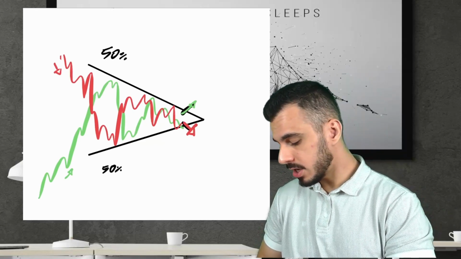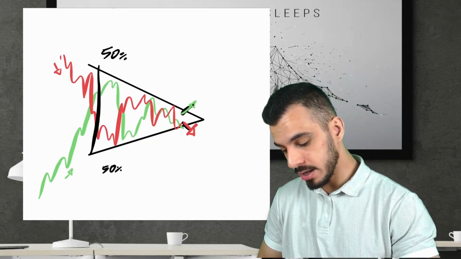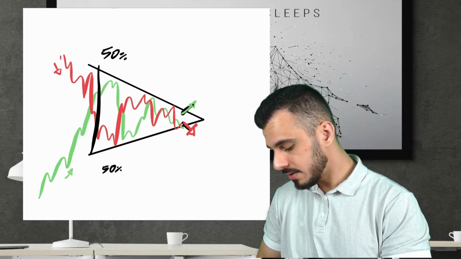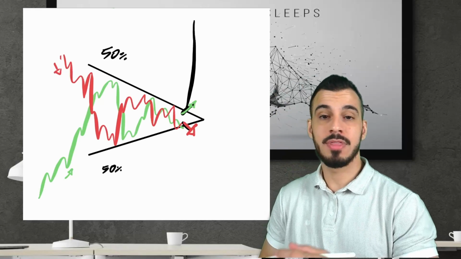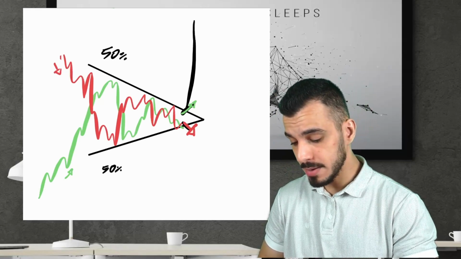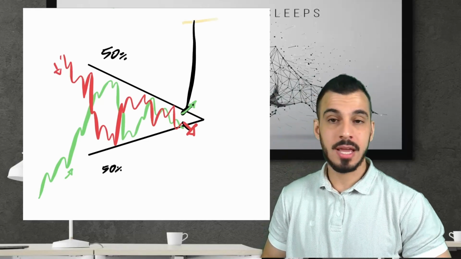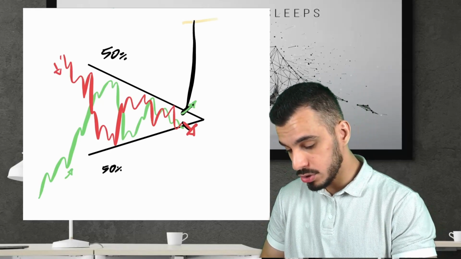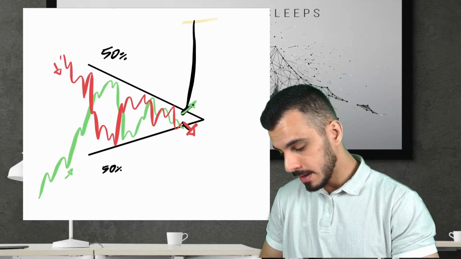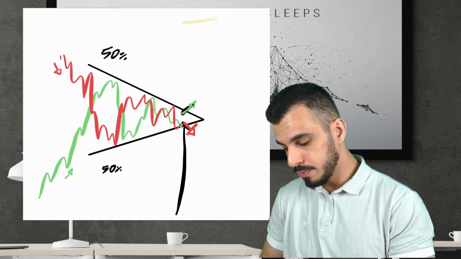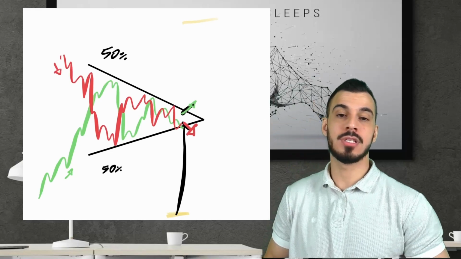And to calculate the target, you know already, the height of the triangle projected from the moment of the breakout. There we go. If we are going to break it to the upside, then this would be our take profit. If we are going to break to the downside, then this would be our take profit zone.